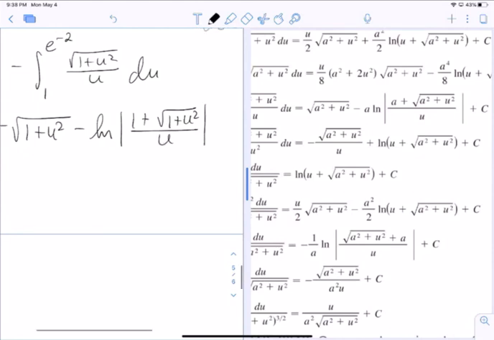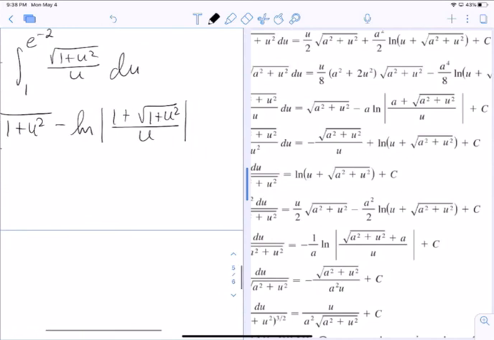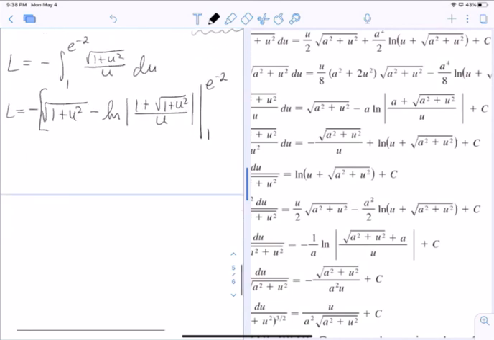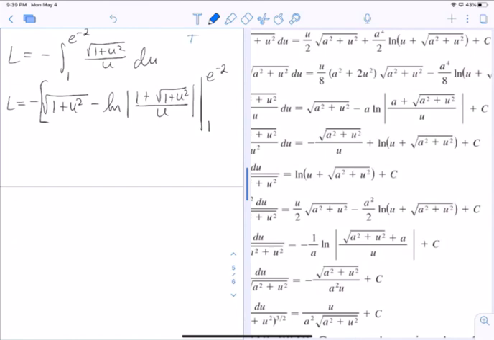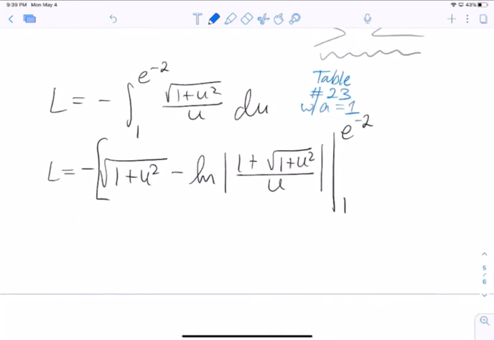Our table has it as an indefinite integral, so there's a plus C. But here I'm going to make this a definite integral, because that's what we have, from 1 to e to the negative 2. So let's note here that this is table form number 23 with a equals 1. And now let's finish this off.